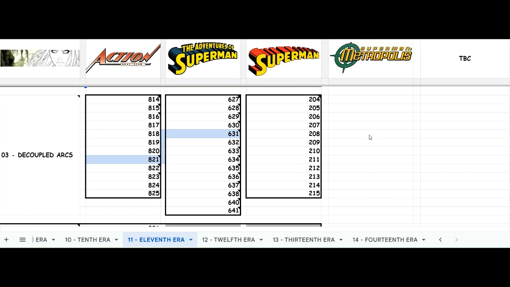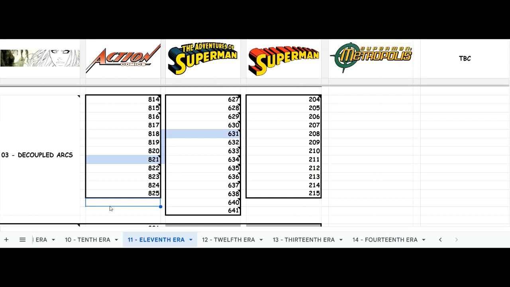What we have next, as you can see here, is a bunch of decoupled arcs. Now, these 3 lines for this decoupled section are fascinating, at least to me. To start off with, we're going to ignore the Superman thread here, for reasons that become apparent in a moment. Now, these other 2 lines, so that's Action Comics and subsequently Adventures of Superman, they seem to fit within continuity.